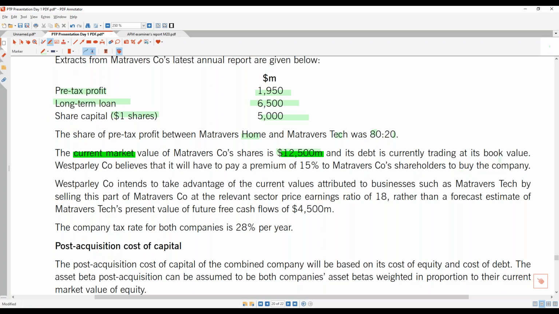And the debt is currently trading at book value. That's equal to book value. West Parley believes that it will have to pay a premium of 15%. They have to pay the premium. Why are they providing the premium? What is the justification of the premium? If you are acquiring my company and agree to pay a premium of 15%, why are you paying the premium?